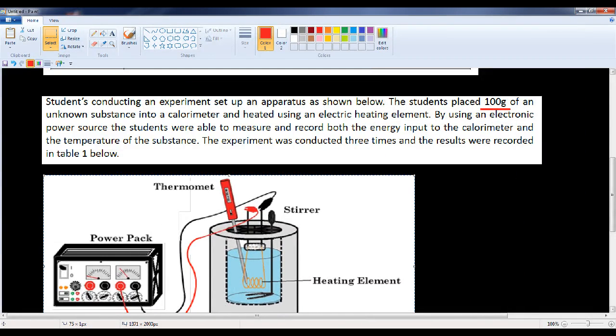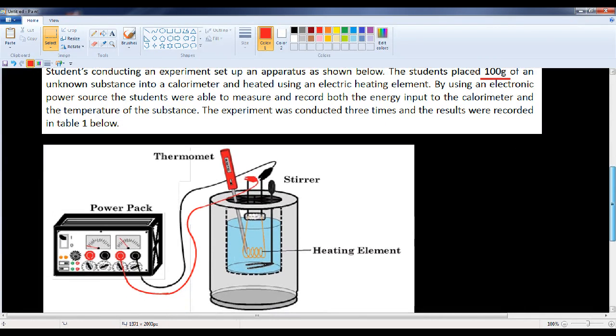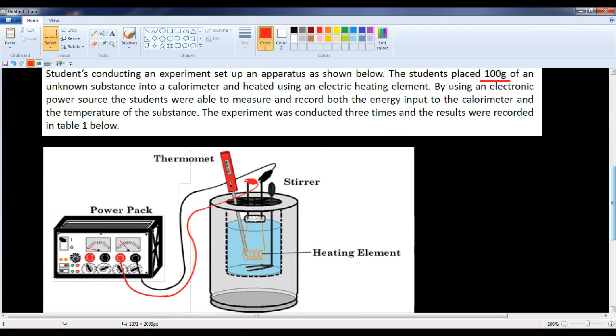Okay, let's see. First they said the students place 100 grams of unknown substance. Where's the unknown substance? Of course, in that calorimeter, well, it's a cup-like container. So you got an unknown substance, right? And how about electric heating elements? Of course, you see that's a heater. And power source. So here's a power pack. So basically it makes sense of all of these things.